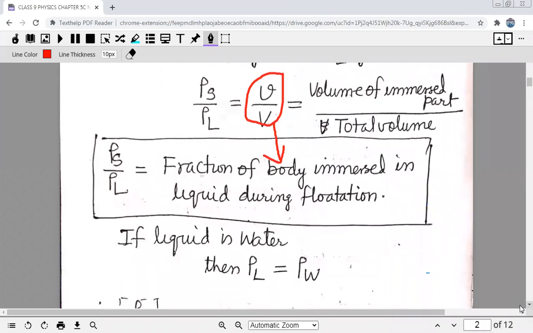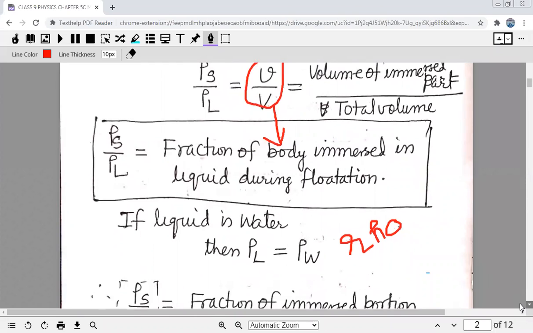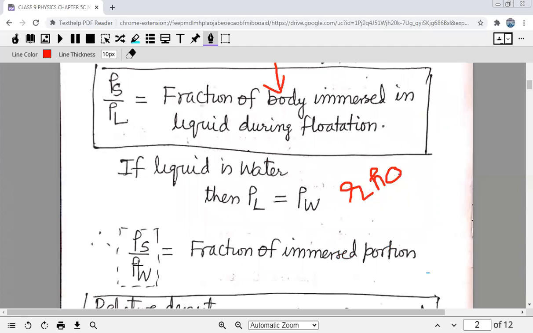Now see here, if this liquid is water, then rho L can be replaced by rho W. Rho is a Greek letter, RHO. It's clear. So rho L can be replaced by rho W. So what will happen? Rho S upon rho W equals the fraction of immersed portion.